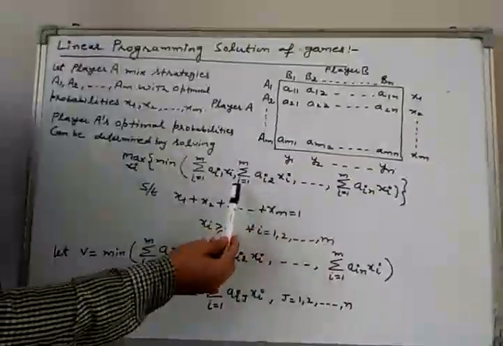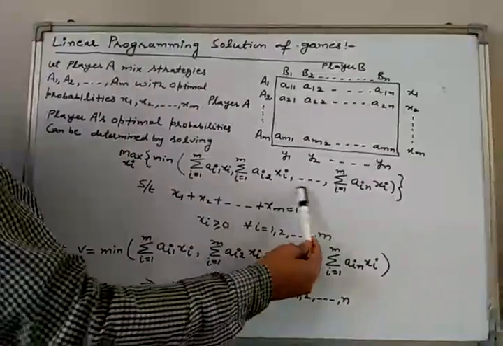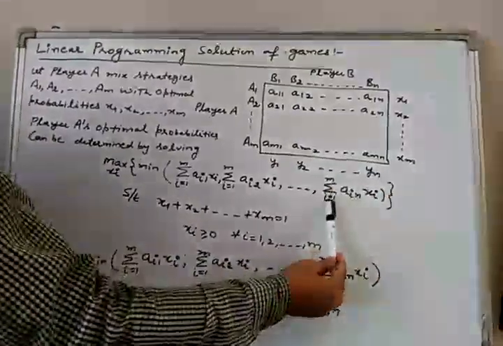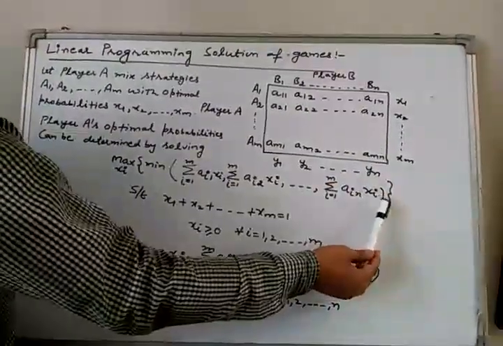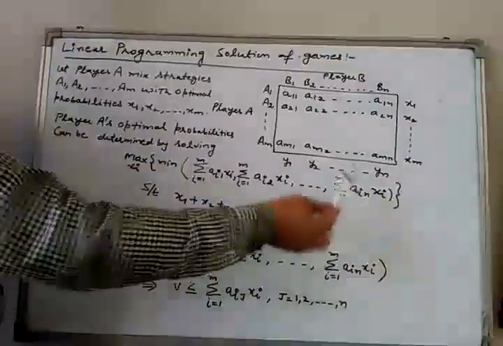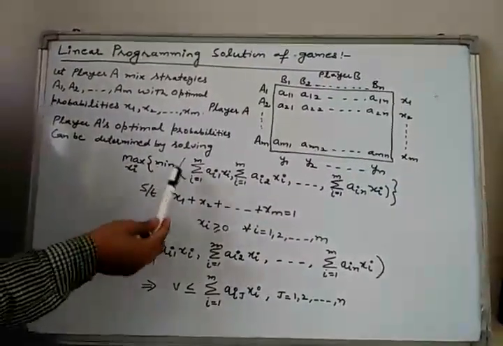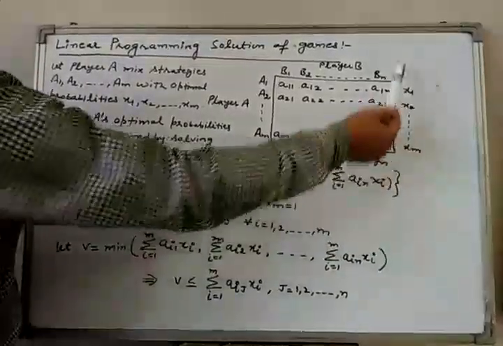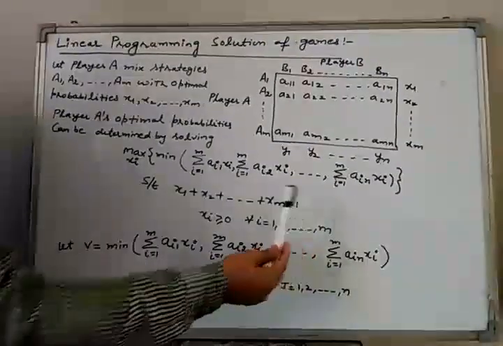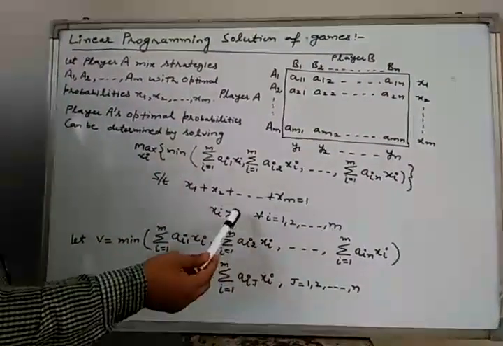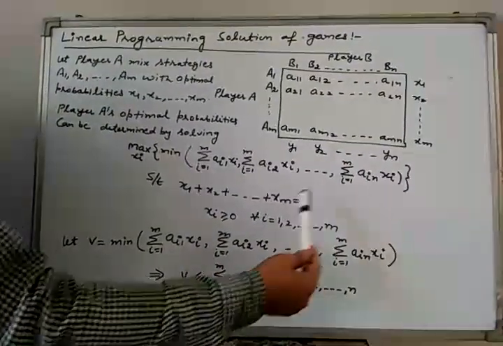This in closed form becomes summation i equal to 1 to m of ai2 xi, and we continue in this way. We get summation i equal to 1 to m of ain xi. We take the minimum of these. This gives the worst position. Then to choose the best, we maximize this over xi, subject to the condition that the sum of probabilities equals 1, that is x1 plus x2 plus so on up to xm equals 1. We know that all probabilities are greater than or equal to 0. Therefore, xi's are greater than or equal to 0 for i equal to 1 to m.